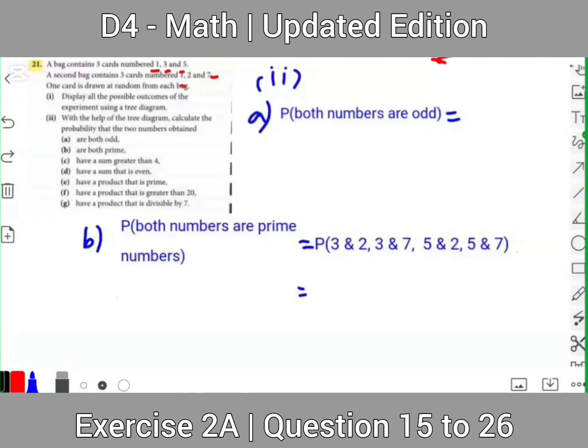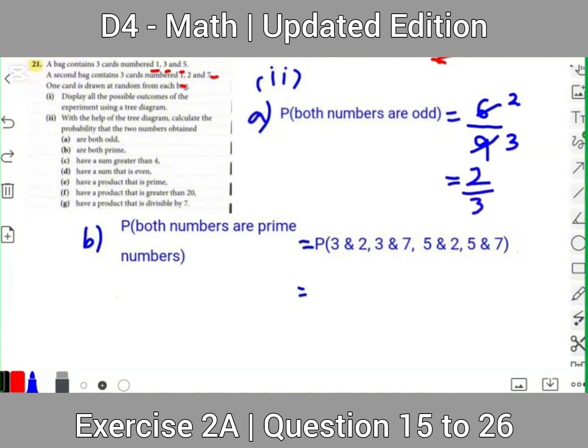Now for question 22, part A, we have to find out the probability that both numbers are odd. The probability that both numbers are odd is 6, and the total number of outcomes we have calculated is 9 from the tree diagram. So here we have 6/9, which is 2/3, and the probability that both numbers are odd is equal to 2/3.